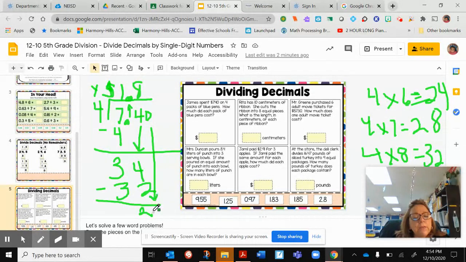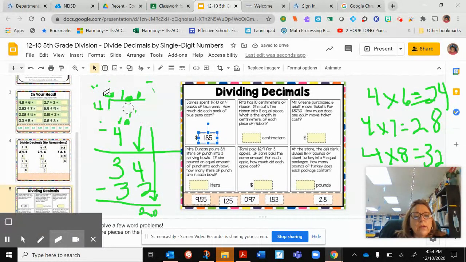Bring down my 0. 4 goes into 20 5 times. So each pen cost $1.85. So I'm going to go ahead and drag and place that there. All right, now I'm going to go ahead and erase this here.